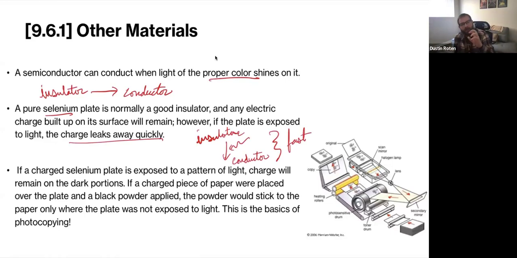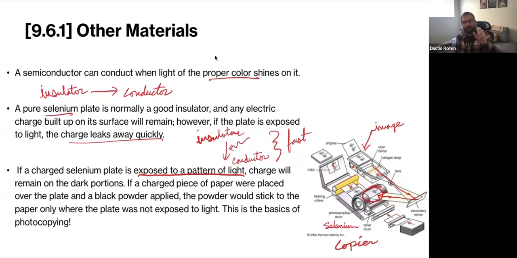So it turns out if you have a charged selenium plate that is exposed to a pattern of light, so you can think about in a copy machine or a copier, you know, if you put in an image and then use some light and mirrors, you can actually expose a selenium drum, so a round plate of selenium. You can actually expose it to a pattern of light. So that pattern of light is essentially your image.